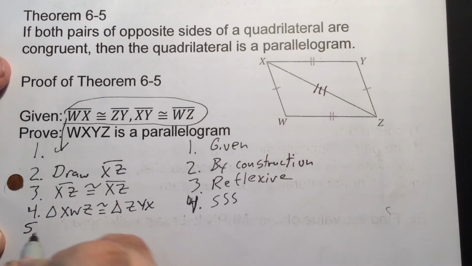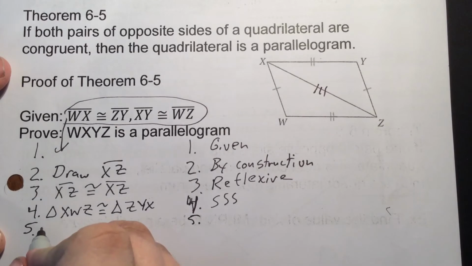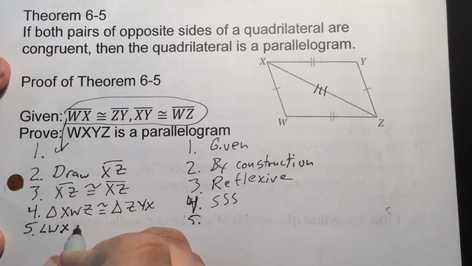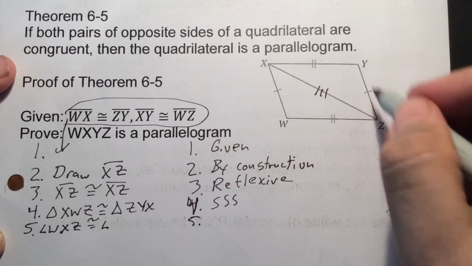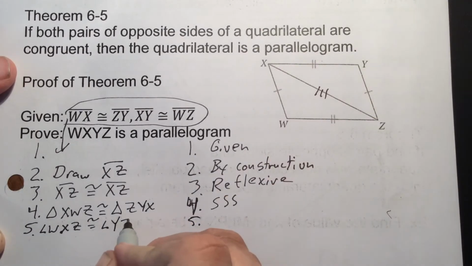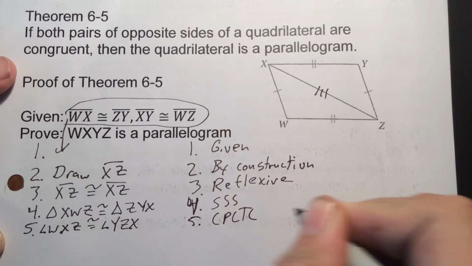So this is going to be step 5. We're going to say that angle WXZ is going to be congruent to angle, so if we did WXZ, we'd do YZX. And that's going to be by CPCTC.